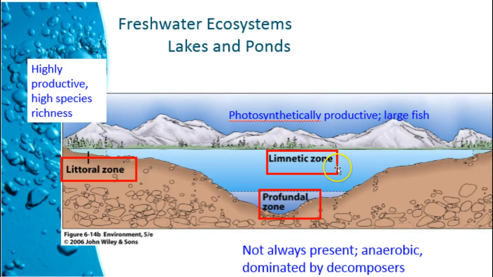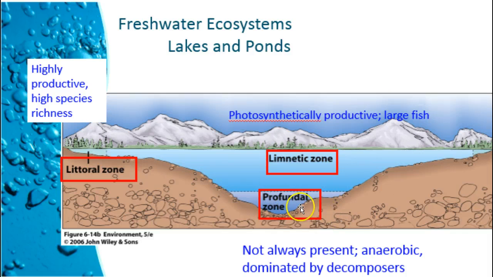Then you have this limnetic zone, which is kind of out more in the middle of the lake, but still towards the top layer. So you can still have photosynthesis going on here. You tend to have a lot of larger fish because it's a deeper area. So you have that full food chain.